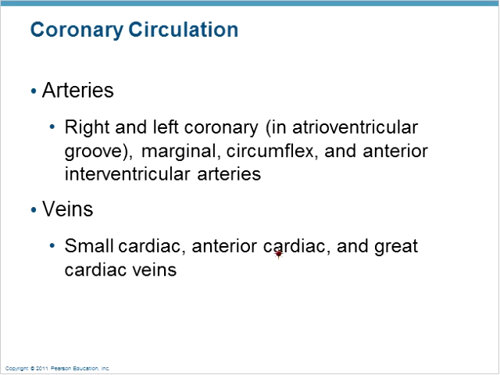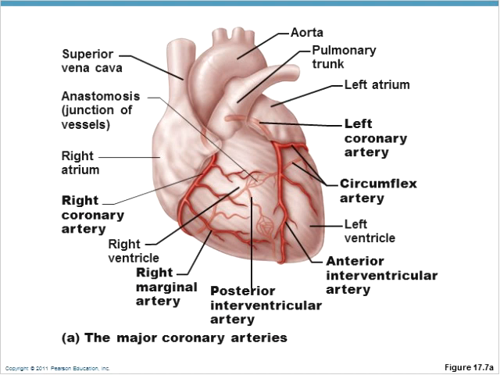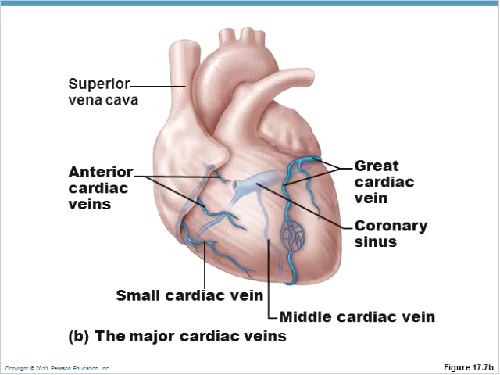The veins include the small cardiac, the anterior cardiac, and the great cardiac veins. We look at the two major coronary arteries. We're seeing the right coronary artery, and we see the anterior interventricular artery going around the interventricular groove. So there's the left coronary artery as it comes down. There's the circumflex artery that comes off. There's the anterior interventricular artery. You also see off the right coronary artery the right marginal artery. So this is the anterior aspect of the artery system.